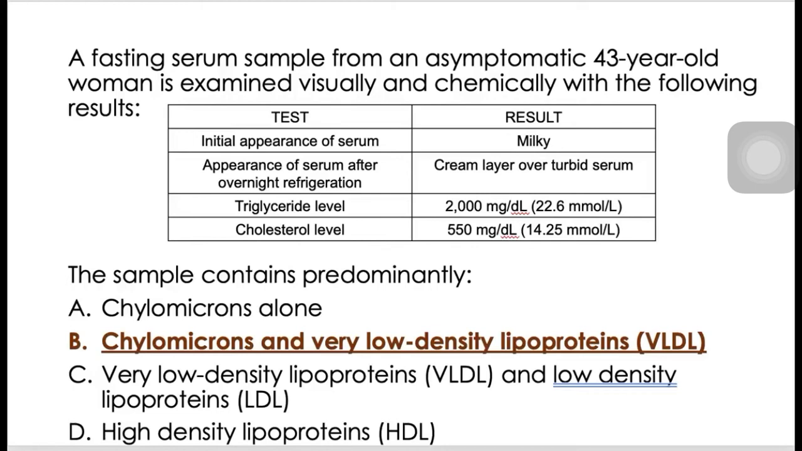Okay? So overnight refrigeration here shows a creamy layer over a turbid serum because of the presence of the chylomicrons and VLDL, no? Carrying nga po triglyceride. So we have your exogenous and endogenous triglyceride respectively.